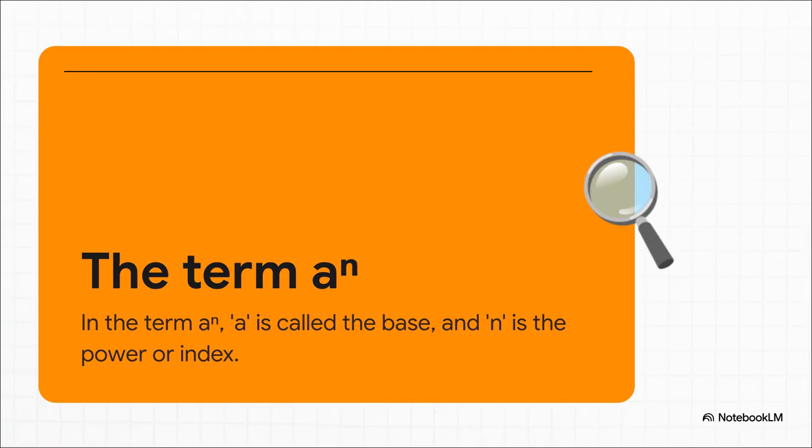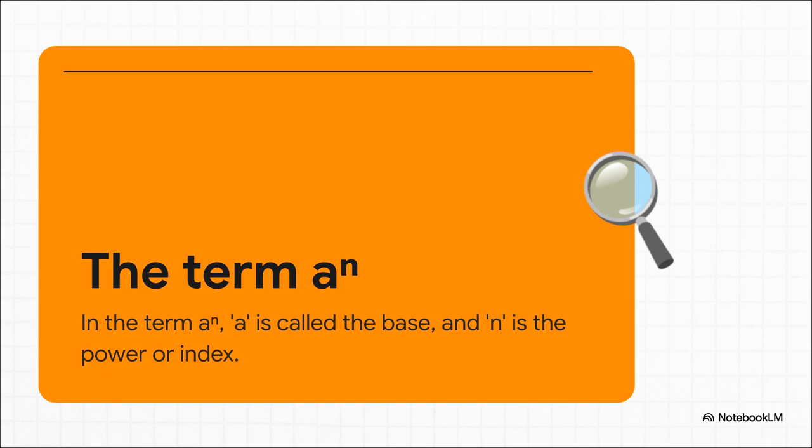So let's start with the most basic tool in the box. When you see a term like a to the power of n, we're just giving names to the parts. a is the base, that's the thing we're multiplying, and n is the power, sometimes called the index. It just tells us how many times to multiply that base by itself. That's it. That's the core idea.